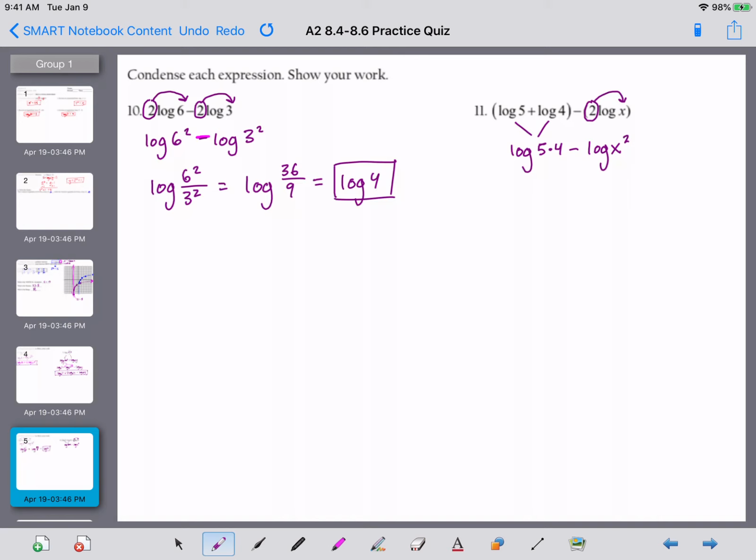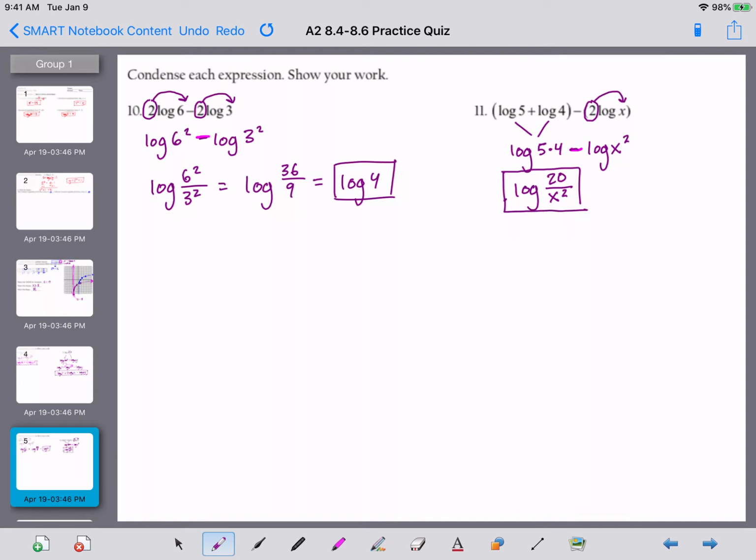Okay, and then we can turn this into a fraction because of the subtraction. So we got log of 5 times 4 is just 20, so that's going to be in the numerator, over x squared. And I don't think there's anything else we can do. We got 1 log, so that is our final answer.